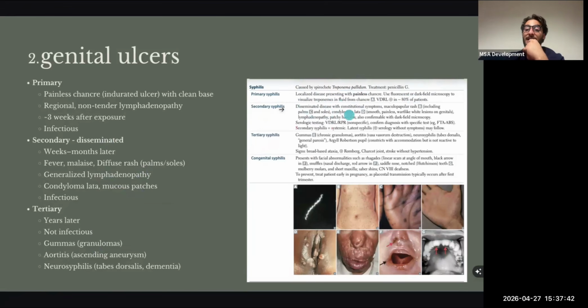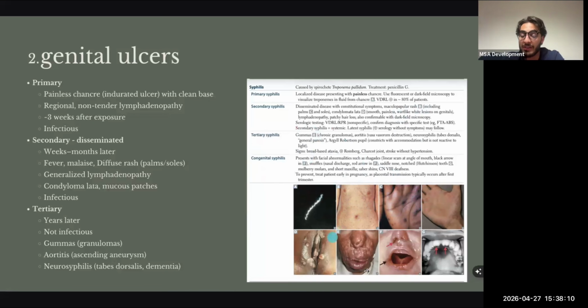All right, and then you get secondary syphilis, which is a disseminated version of the disease with constitutional symptoms. You get the rash, the maculopapular rash. It's going to look something like this. You're also going to see lesions on the palms and soles, called condylomata lata. These are little lesions, sort of like ulcers. And what else are you going to see?